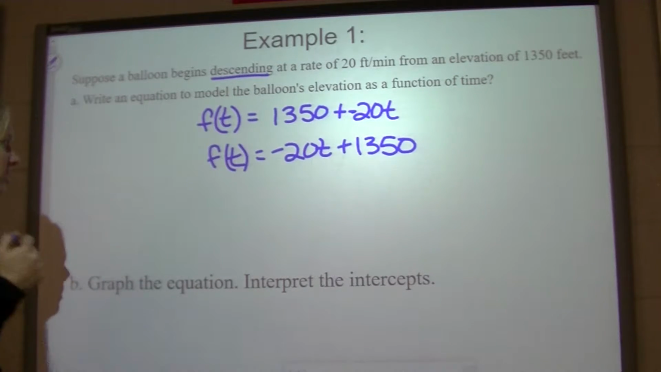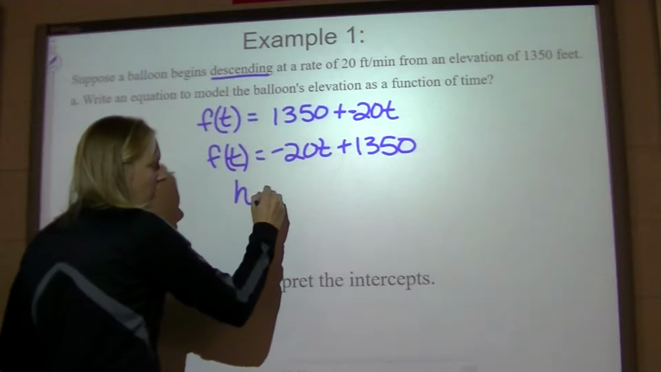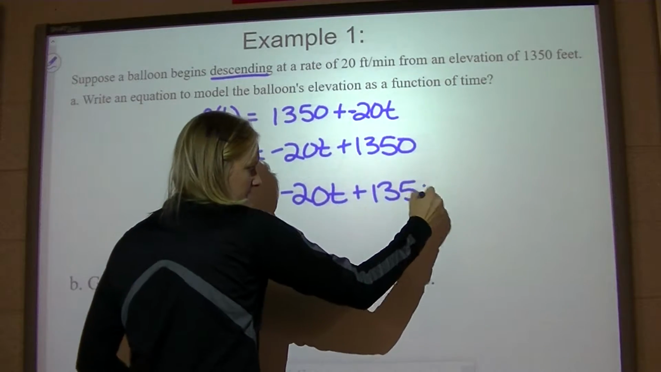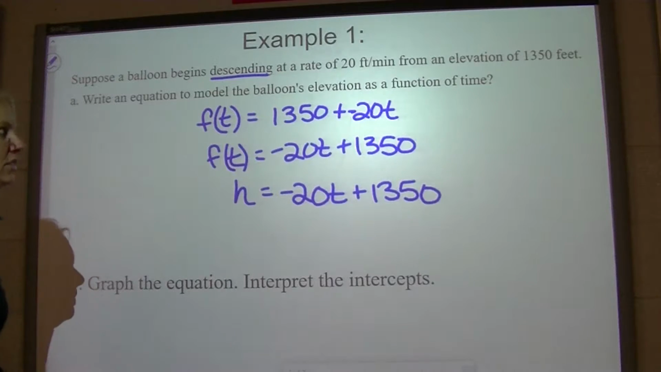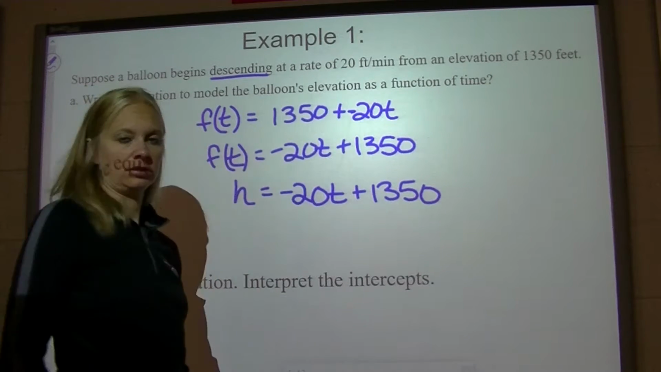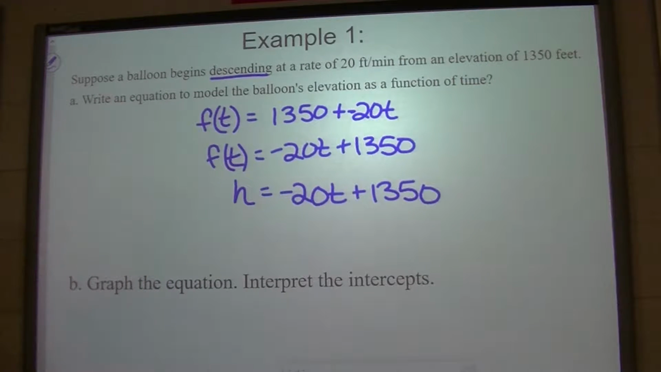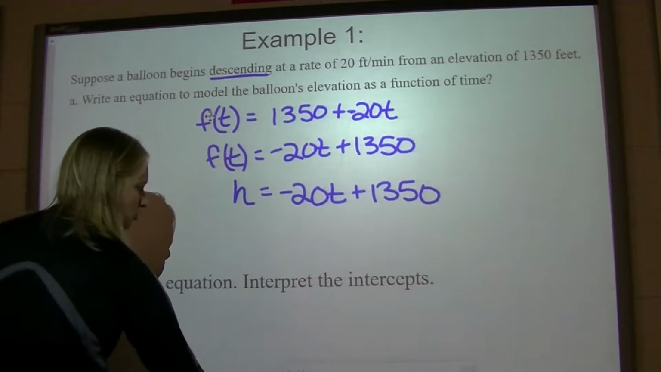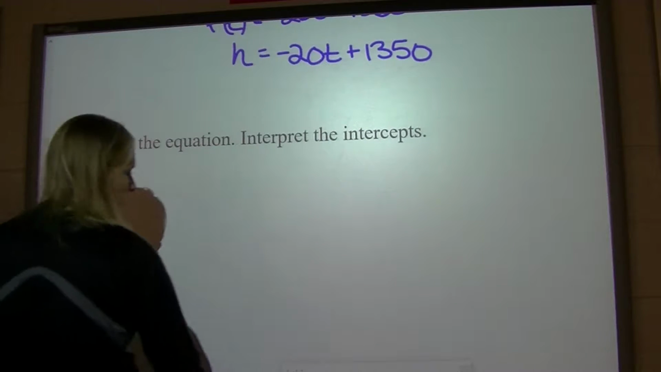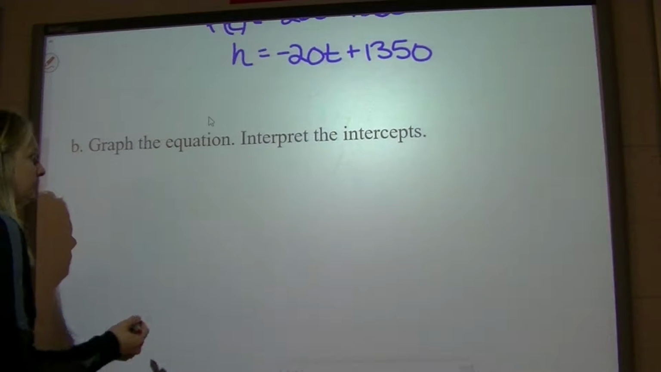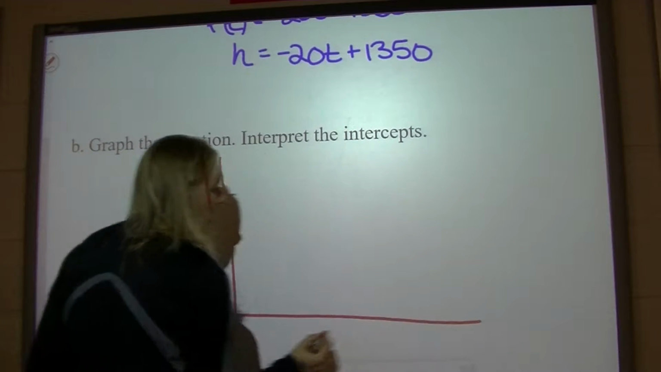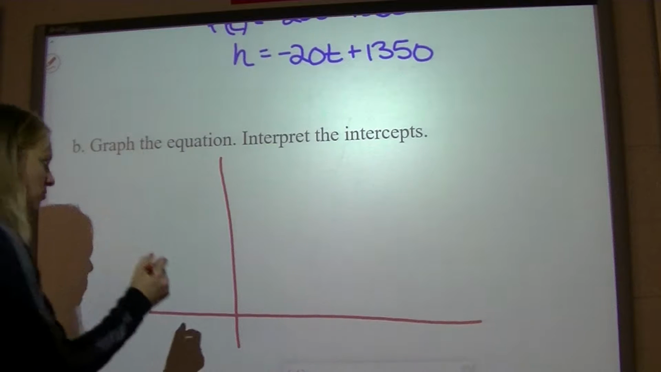I think the book actually had this as h equals negative 20t plus 1350. H being the height, or elevation. Sorry. So then this asks us to graph the equation and then interpret the intercepts. Alright, so to graph this equation here, I'm going to go up 1350, I'm going to go by hundreds here.